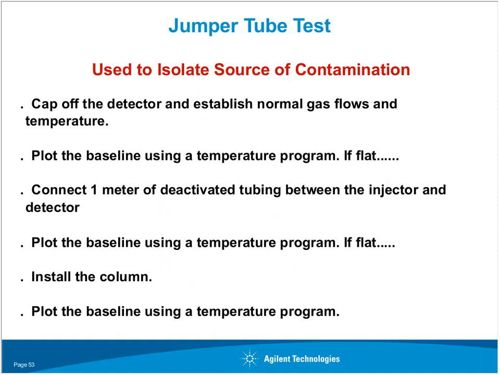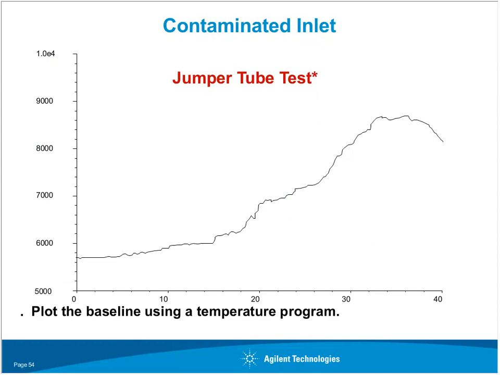So again, if we go back and highlight the jumper tube test, it's used to isolate the source of contamination. Again, cap off the detector and establish normal gas flows and temperature. Plot the baseline. If it's flat, the detector's good. Connect 1 meter of deactivated tubing between the injector and detector. Plot the baseline using a temperature program. If it's flat, the inlet's fine. Install a column and plot the baseline using the temperature program. And this is a contaminated inlet. This is what a contaminated inlet might look like using the jumper tube test.